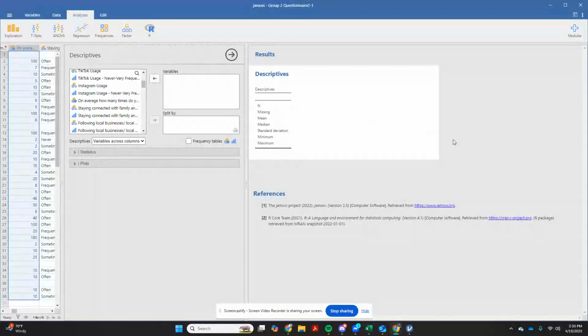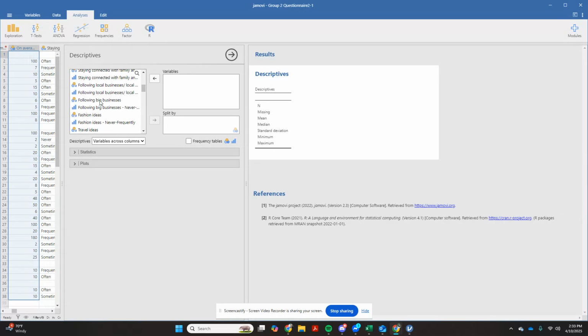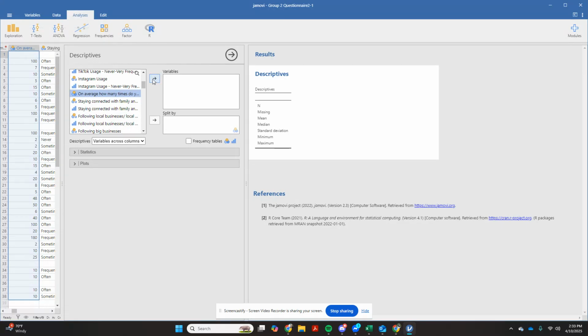All right, here's some suggestions for some things that you might want to do. I've shortened some of your variable names once we get down here just to make it easier to find things. So for your descriptives, like things you might want to have a mean and a standard deviation for, I played around with your data a little bit. For example, one of your questions is, on average, how many times a day do you check social media? Let's do frequency tables.